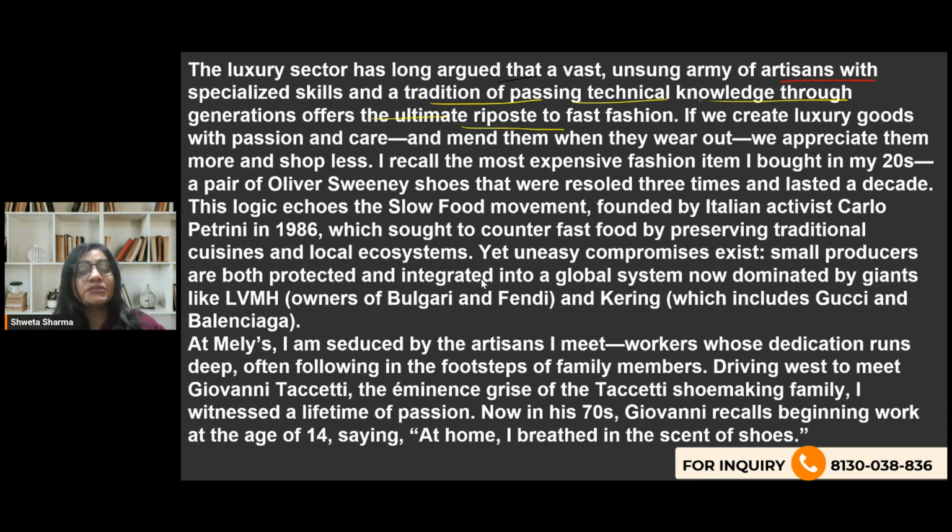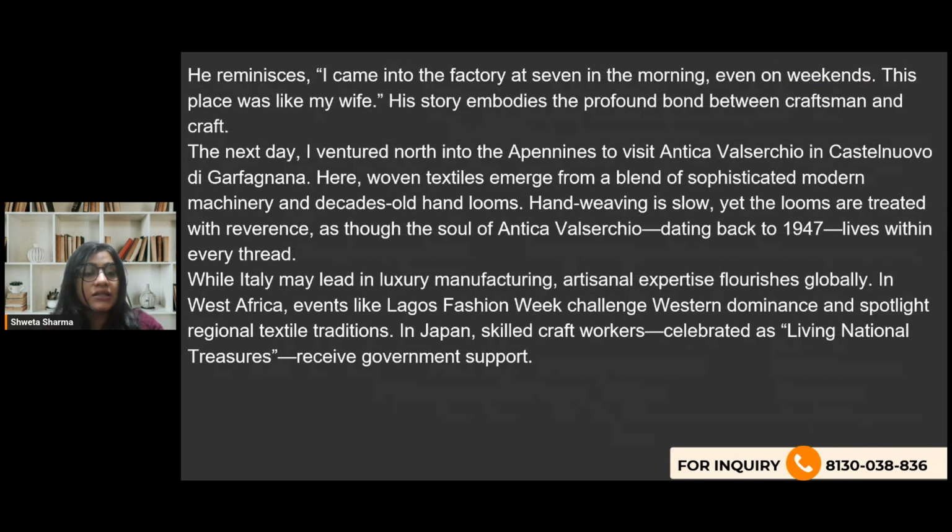Now in his 70s, Giovanni recalls beginning work at the age of 14, saying, "At home, I breathed in the scent of shoes." He reminisces, "I came into the factory at 7 in the morning, even on weekends. This place was like my wife." His story embodies the profound bond between craftsman and craft.